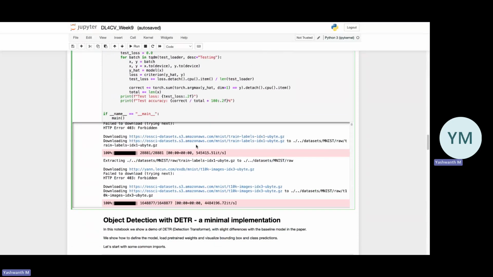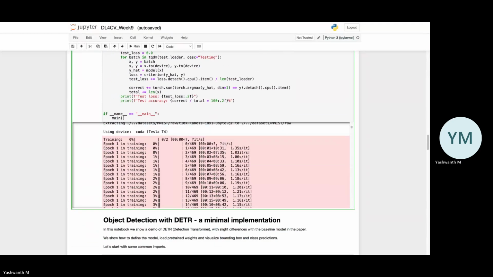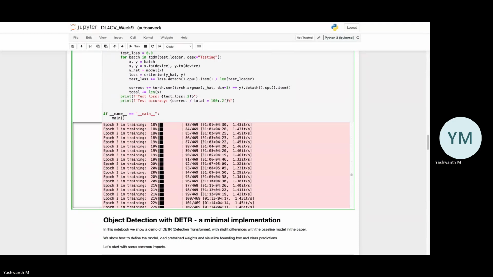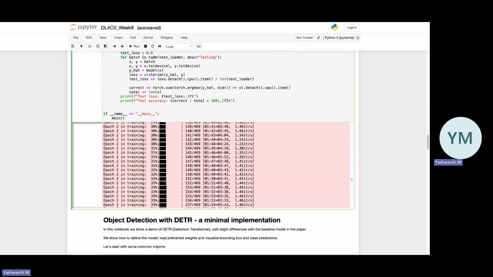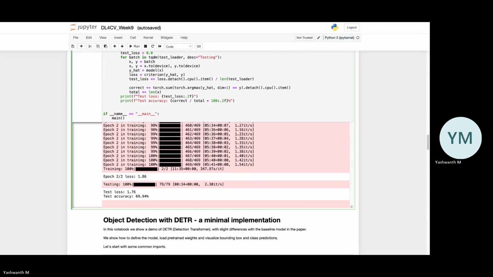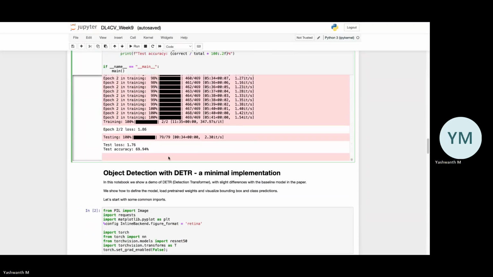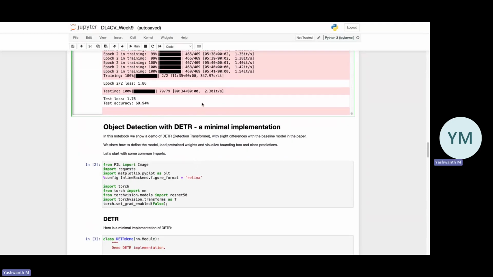And this is how it trains. This trains for 2 epochs. And finally we got an accuracy of close to 70%. And this is our typical classification that happens with the vision transformer.